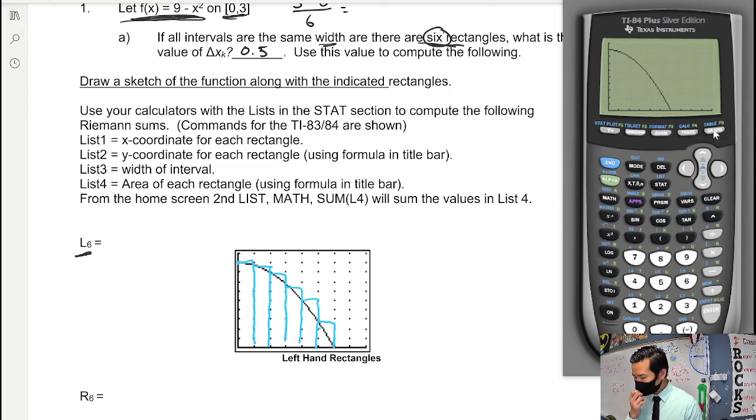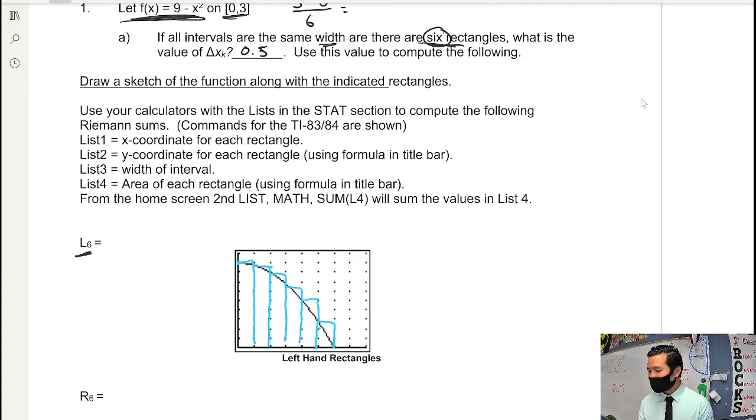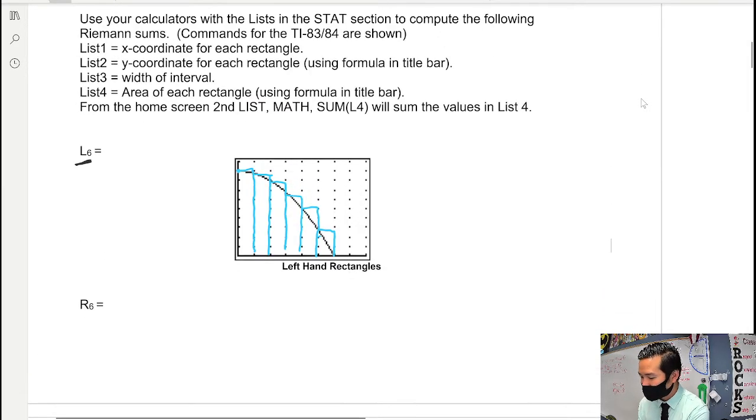So here's the thing. If I'm going from 0 to 3, do you know what my x coordinate values are for each of these rectangles? I have 6 rectangles here. What are my x values on here for these intervals? 0.5, good. What's this one? 1, 1.5, 2, 2.5. And what's this one? 3. I'm missing one. 0. Good, good. I kind of need the 0 in this case, don't I?